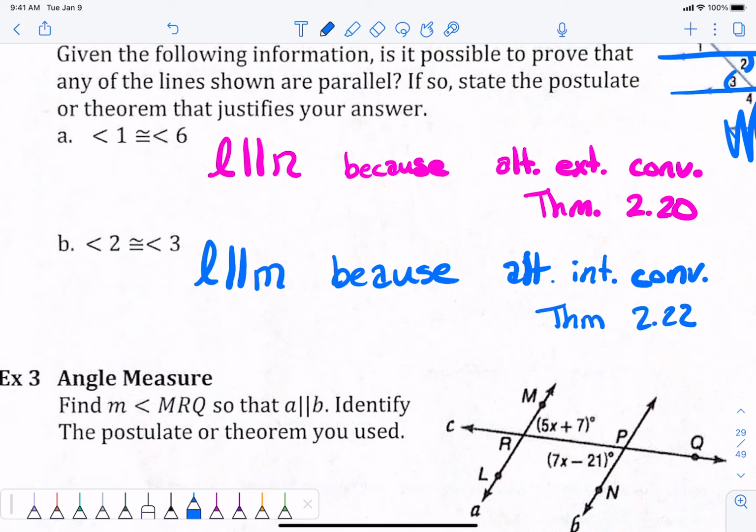There he is. Just like that. Okay, happy with that? Not too bad, right? Pretty easy.